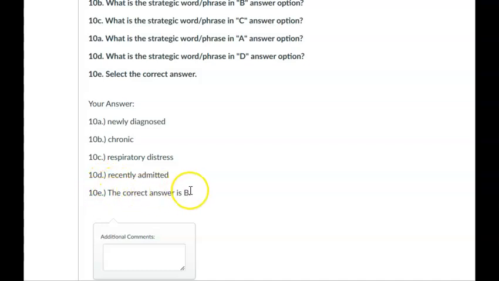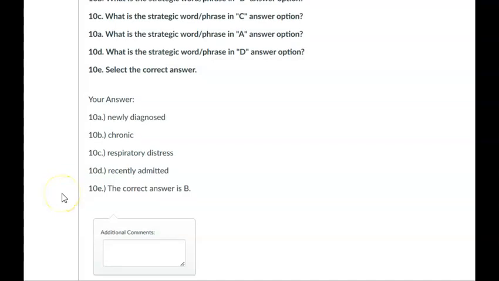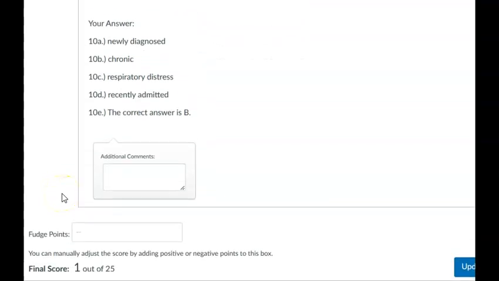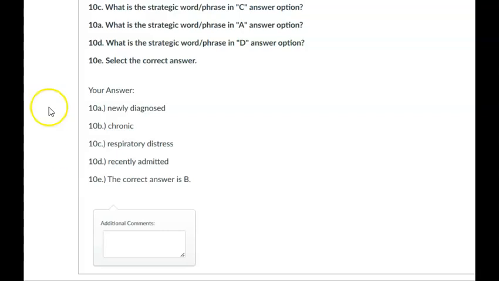The correct answer here is B, and the big key word is that term chronic, which tells us that patient is going to be more stable, with fewer surprises.